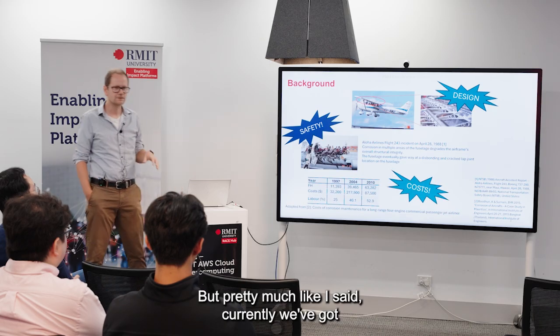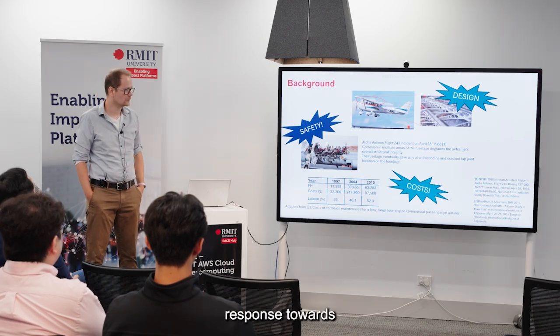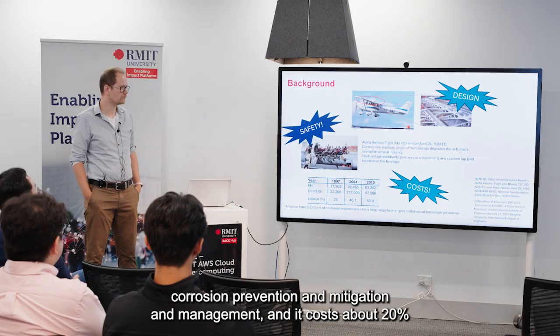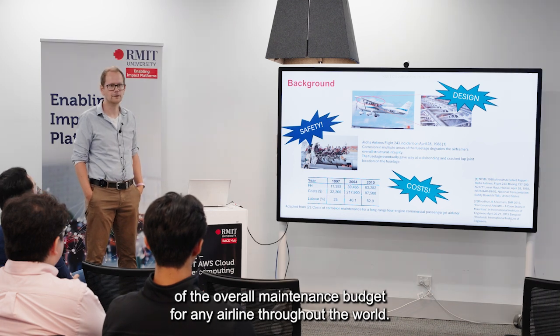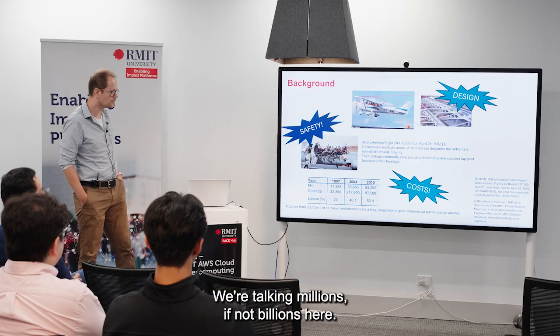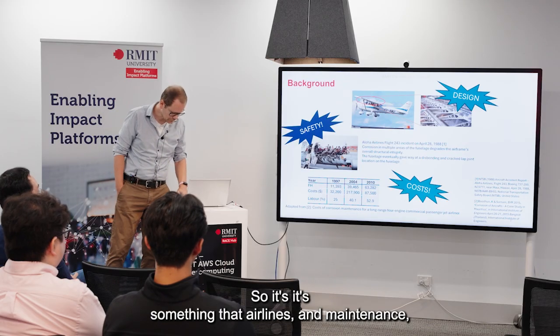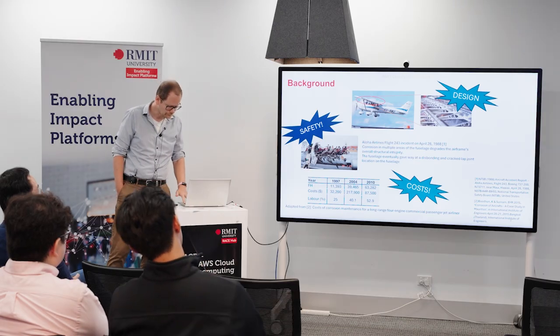But pretty much, like I said, currently we've got a reactive response towards corrosion prevention and mitigation and management. And it costs about 20% of the overall maintenance budget for any airline throughout the world. So it's a substantial amount of money. We're talking millions, if not billions here. So it's something that airlines and maintenance repair and overhaul companies are very interested in addressing.